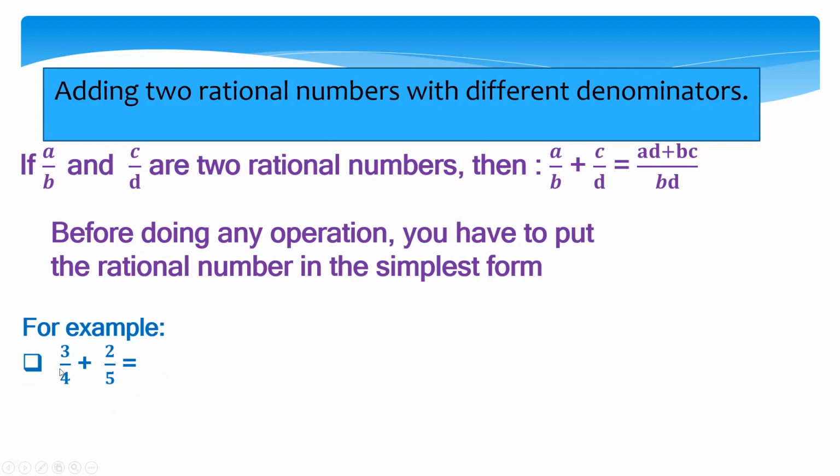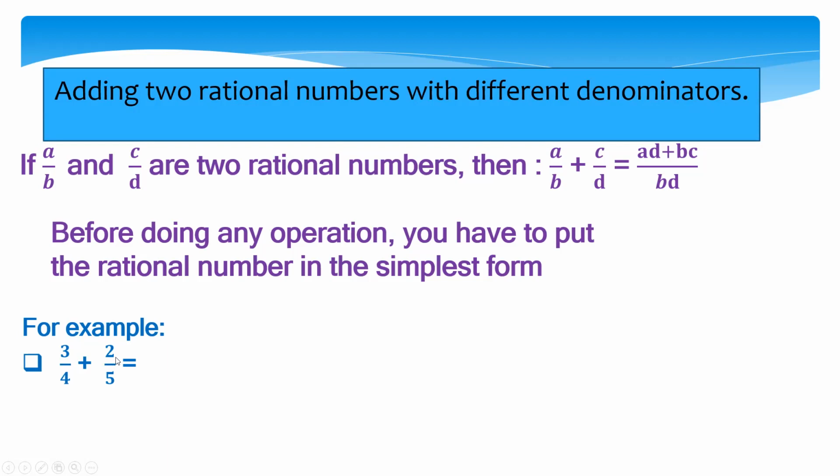Okay, what can I do? First, I will check whether the two rational numbers are in the simplest form or not. Is 3 over 4 in the simplest form? Yes. Why? Because I don't have any common factor between 3 and 4. I will check from the table. I don't have any common factor between 3 and 4.